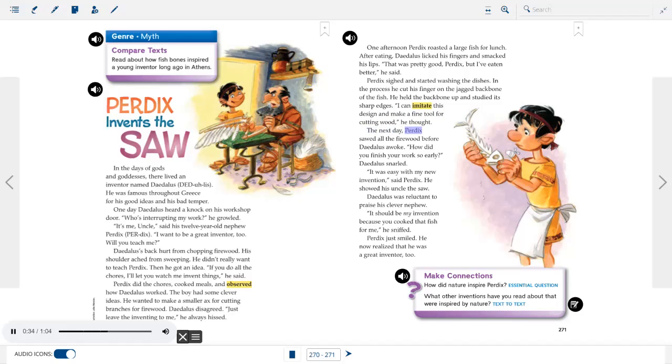The next day, Perdix sawed all the firewood before Daedalus awoke. "How did you finish your work so early?" Daedalus snarled. "It was easy with my new invention," said Perdix. He showed his uncle the saw. Daedalus was reluctant to praise his clever nephew. "It should be my invention because you cooked that fish for me," he sniffed. Perdix just smiled. He now realized that he was a great inventor too.